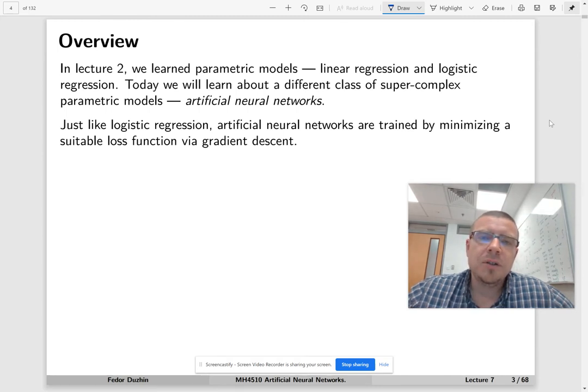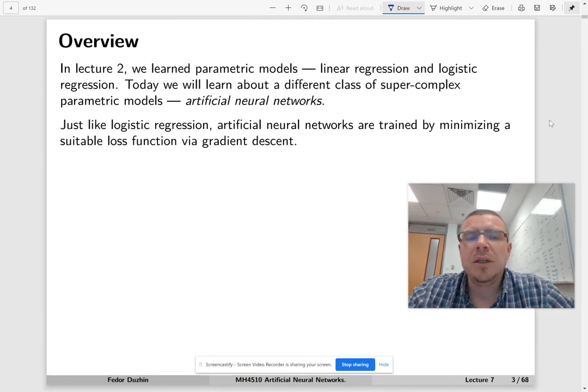So artificial neural networks are basically trained by the same method, only of course it is going to be much more complex. But the idea is the same. So we are assuming an explicit form that is super complex, but it is still an explicit formula with some parameters, and then we find values of parameters that minimize a suitable loss function.